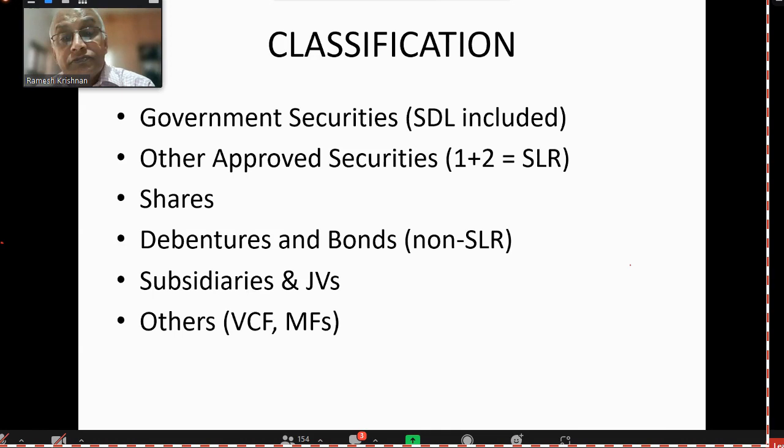Sir, debit is happening to one account only, the same account, interest account? Yeah, debit is happening to one account only, depreciation on investments. Correct. I'll clarify that. MTM slide is coming, so you will get more clarity.